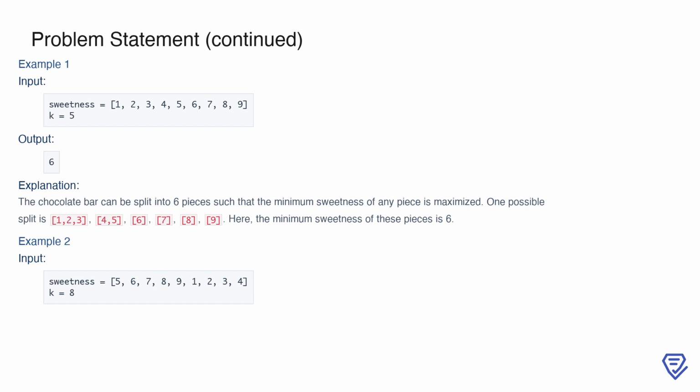Suppose the sweetness array is 1, 2, 3, 4, 5, 6, 7, 8, 9, and k equals 5, meaning you want to share the chocolate with 5 friends. In this case, the chocolate must be divided into 6 pieces in total. One way to split the chocolate is into pieces with sweetness values of 1, 2, 3, 4, 5, 6, 7, 8, and 9. The minimum sweetness among these pieces is 6, and since we're trying to maximize this minimum value, 6 is the answer. This demonstrates how the division aims to be as fair as possible while maximizing the smallest sweetness value across all pieces.